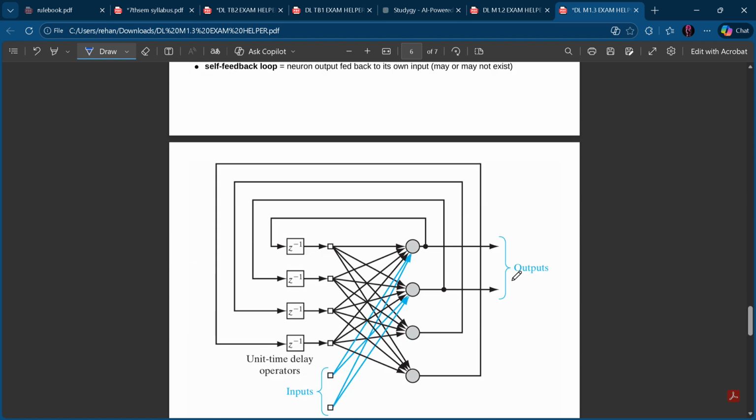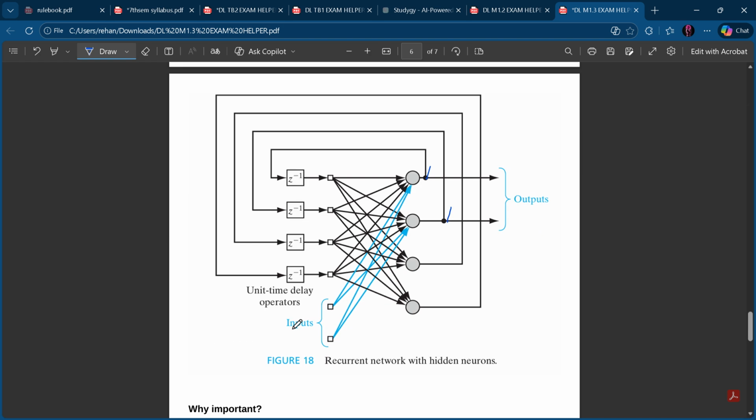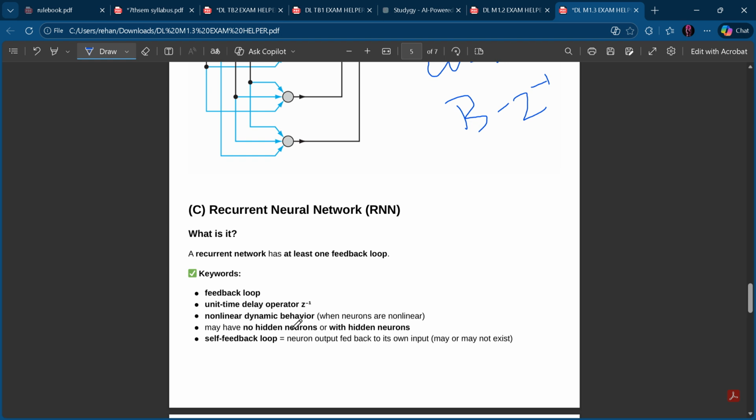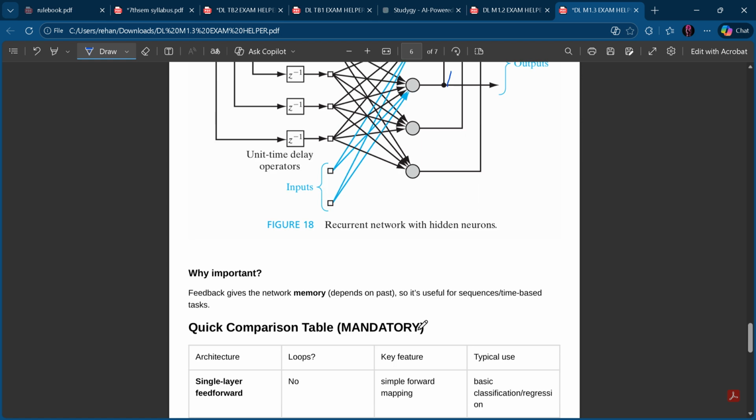Whatever output you are getting, two outputs were there. From these two outputs, you have two loops going back. You understood, right? And then instead of the output path, directly from the hidden node you have a feedback. Then there is the self feedback loop, where a neuron's output is fed back to its own input, which may or may not be present. This is self feedback.